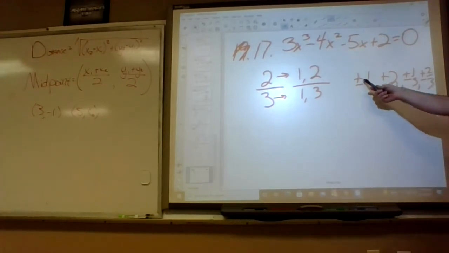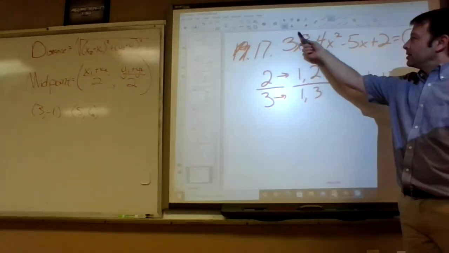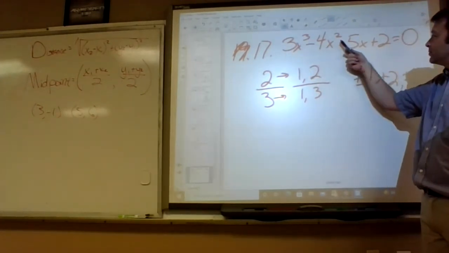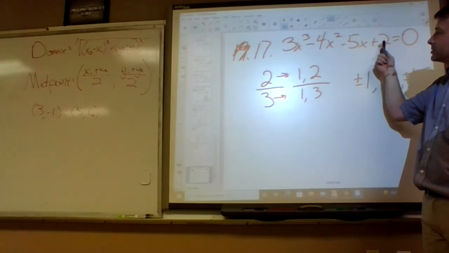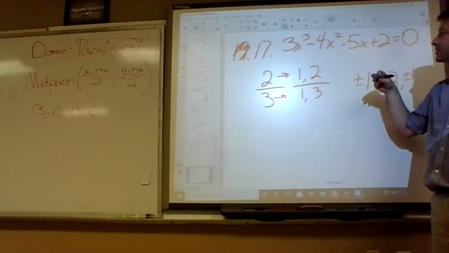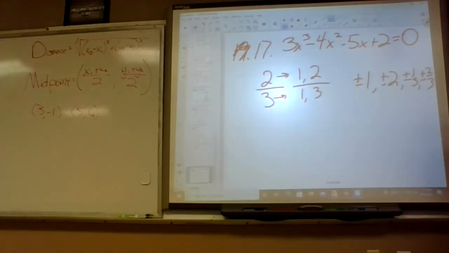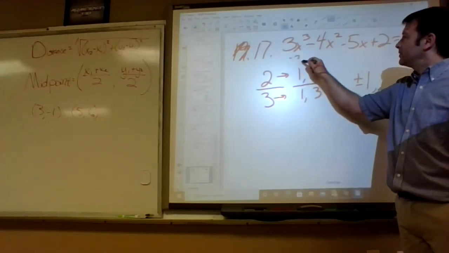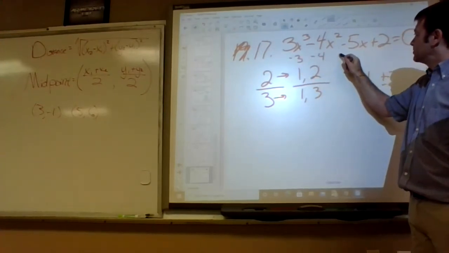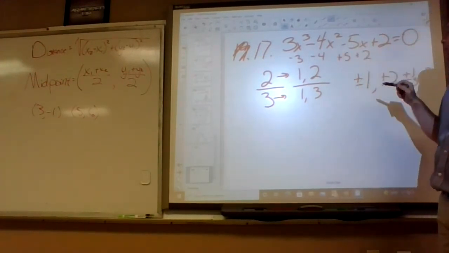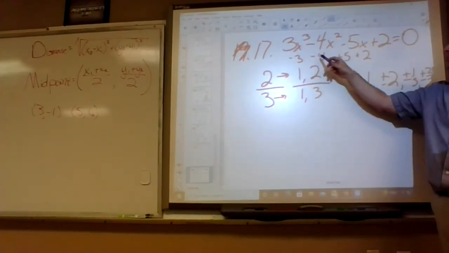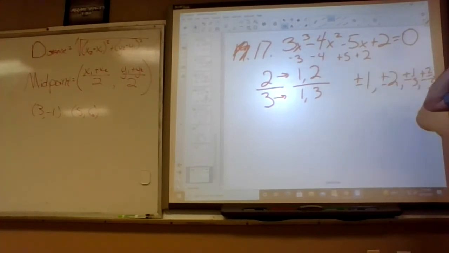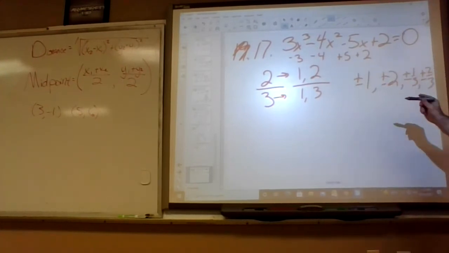Okay, I'm going to try the 1 again because that's the easiest. That would make that a 3 minus 4 minus 5 plus 2. I believe that works, didn't it? 3 minus 4 is negative 1, no, it doesn't. Negative 1 would be negative 3 minus 4 plus 5 plus 2. That one works. I plugged in negative 1 and got that. But 1 did not work.